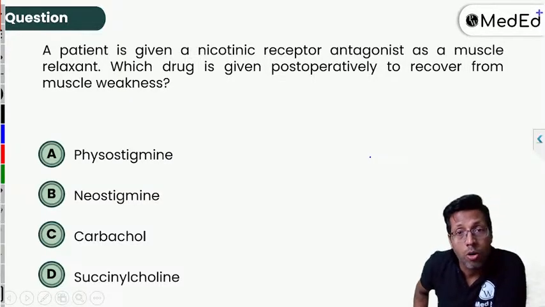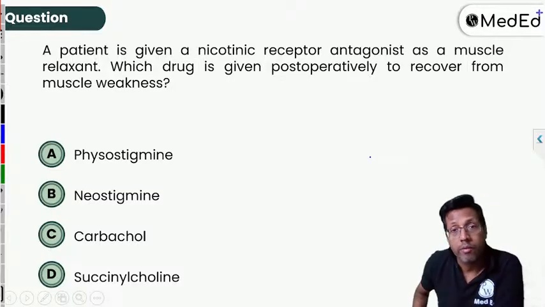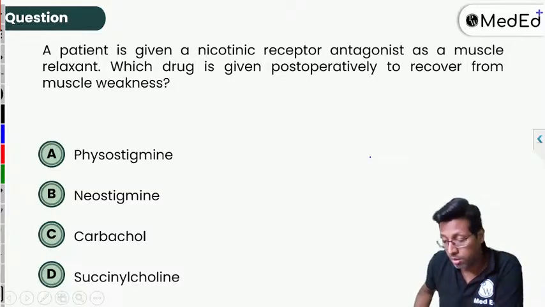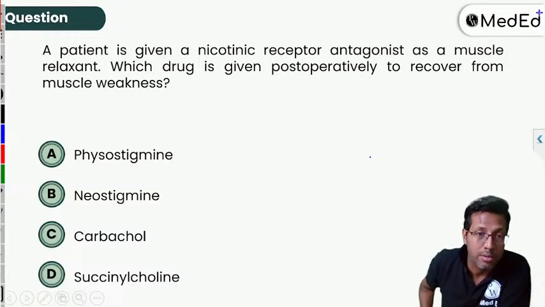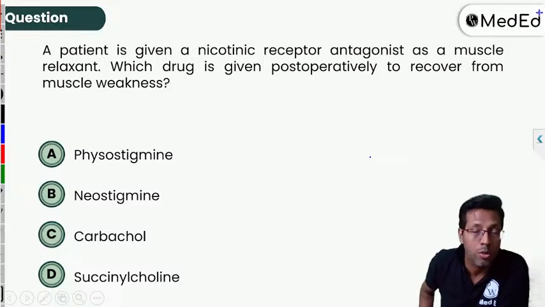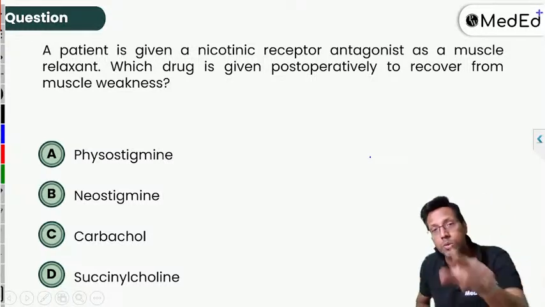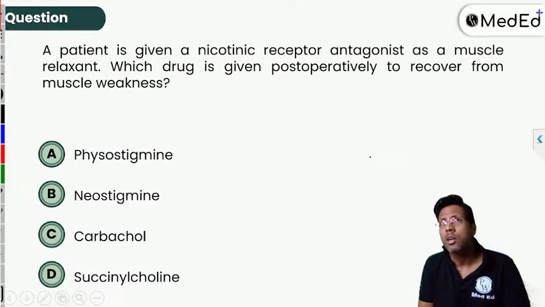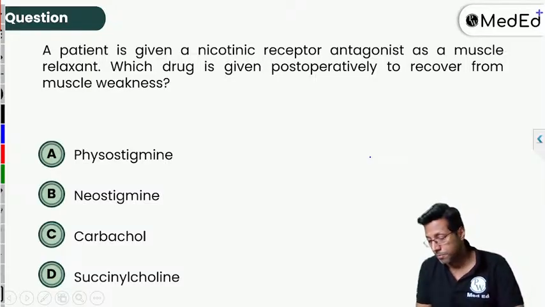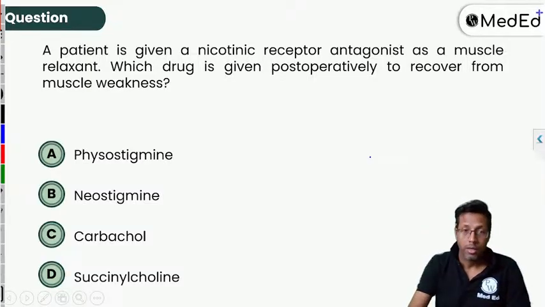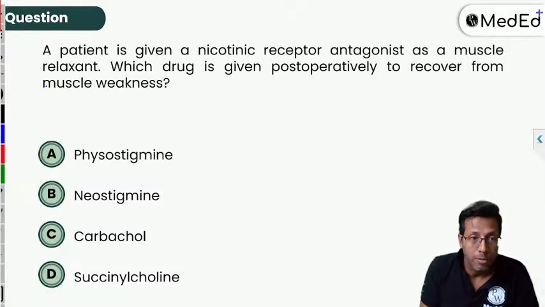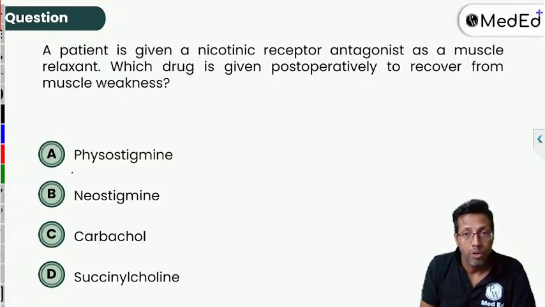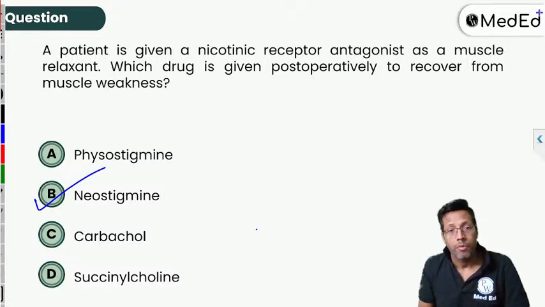A patient is given a nicotinic receptor antagonist as a muscle relaxant. Which drug is given post-operatively to recover from the muscle weakness? This was asked in FMGE also, January exam. And this question is a direct question from NEET PG 2022. Correct. The answer is neostigmine. To recover from the muscle weakness, we give neostigmine.